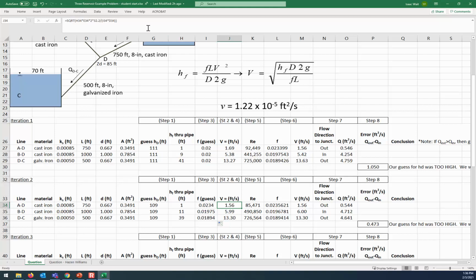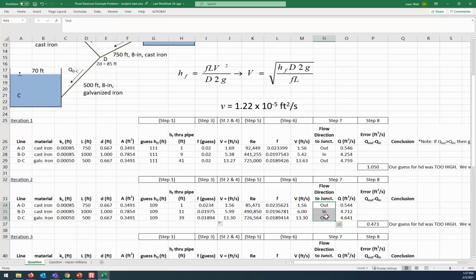Now, the formula is still valid. We don't have to type that in again. The formula for Reynolds number is still good. We don't need to type that another time. This updated F value is in good shape. This velocity is still fine. Now we do need to double check these flow direction assumptions though.